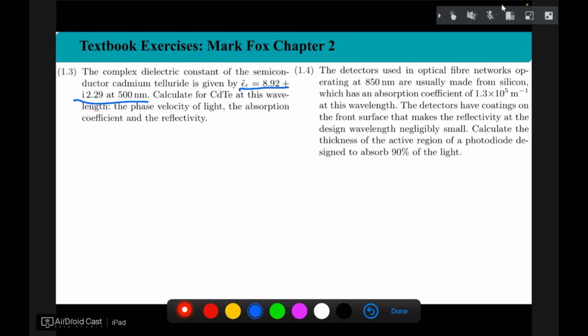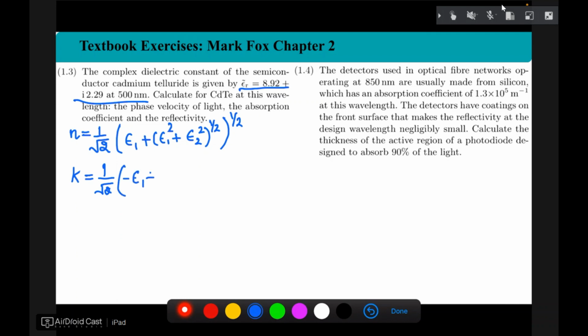So we have n equals 1 by root 2 times epsilon 1 plus the square root of epsilon 1 square plus epsilon 2 square, all to the power 1 by 2, and k equals 1 by root 2, just with the negative sign.